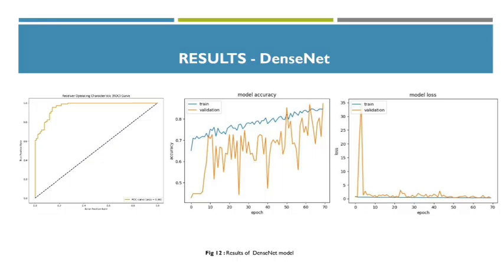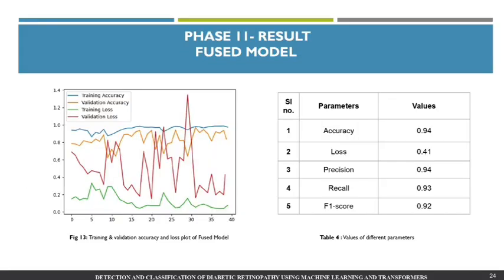Here is the result after the training. In this slide, it is mentioned that after the training of DenseNet 121, we got an accuracy of 89%. Here is the result after the fusion of Inception V3 and DenseNet 121. So here we can notice that the loss is very high. To minimize this loss, we can use transformers.